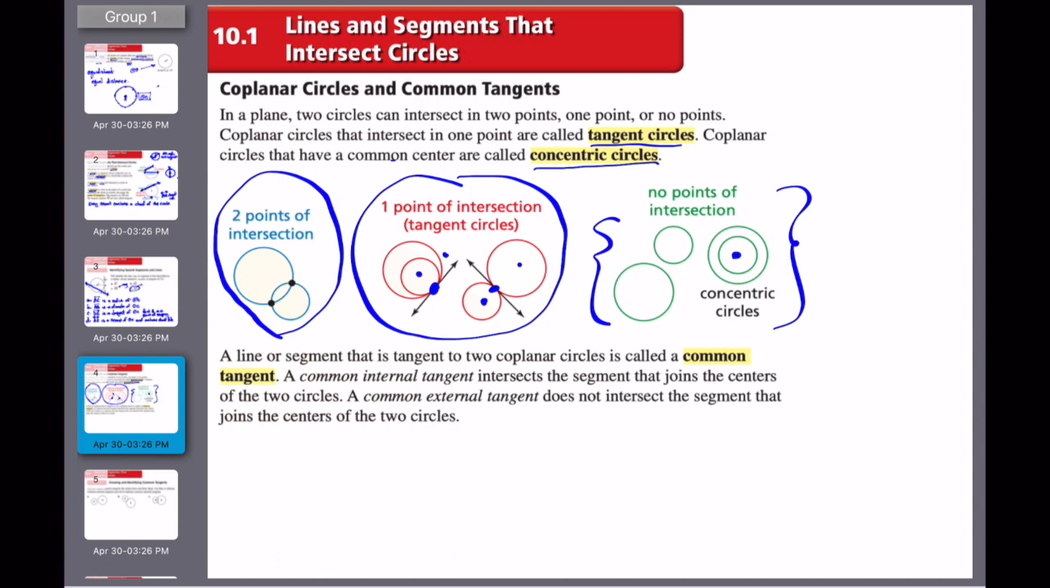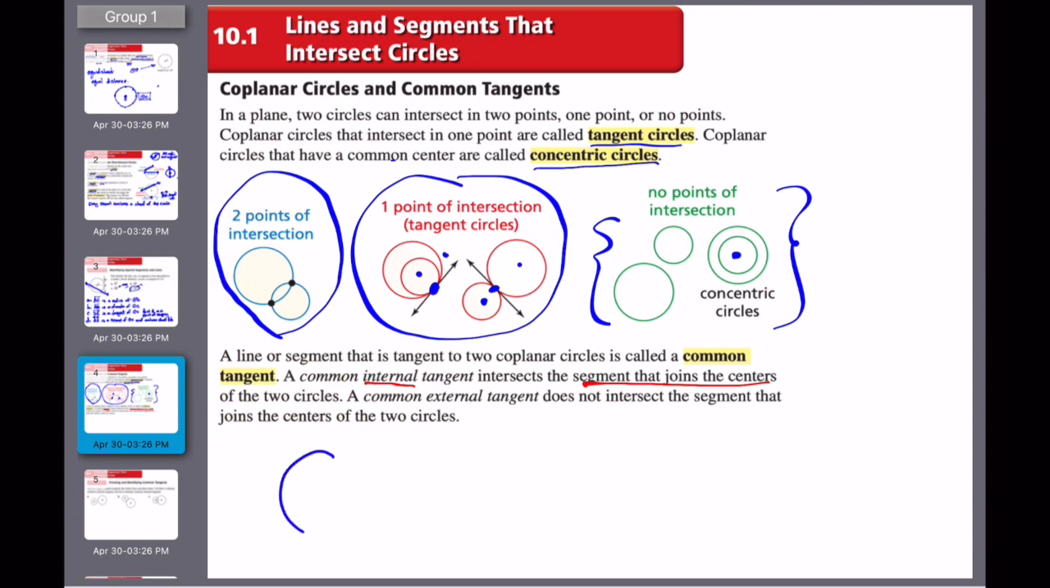To extend on this, they define what's called common tangents. A line or segment that is tangent to 2 coplanar circles is called a common tangent. A common internal tangent intersects the segment that joins the centers of the 2 circles. A common external tangent does not intersect the segment that connects the 2 circles.